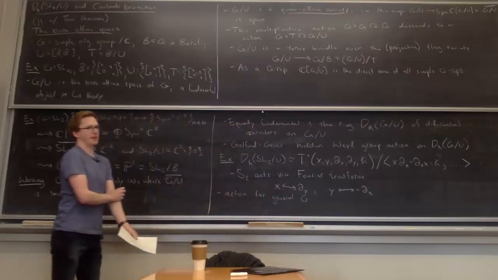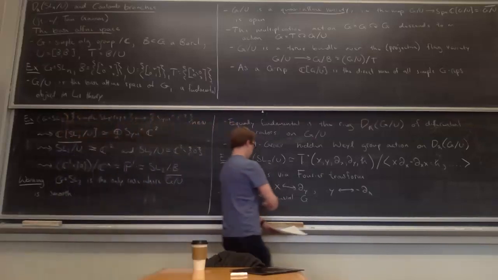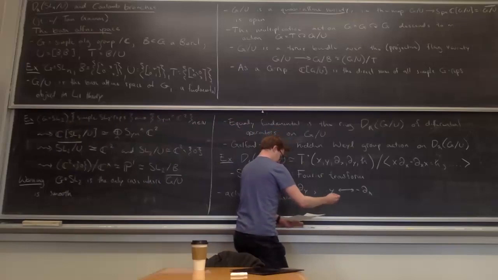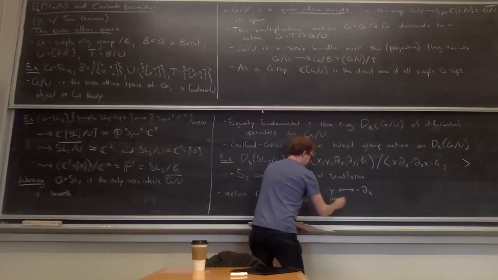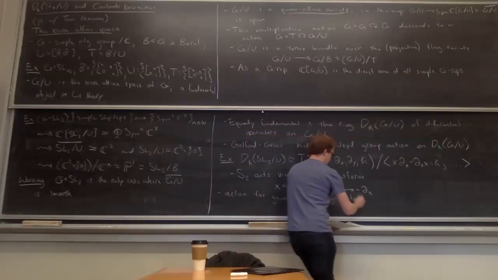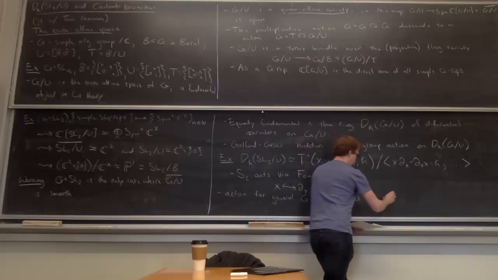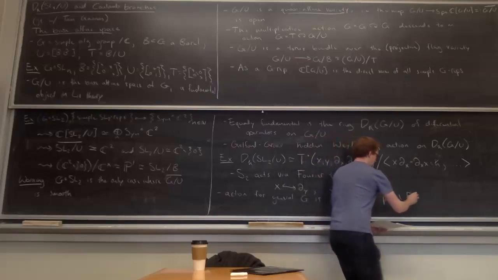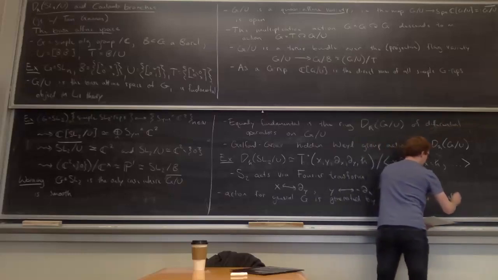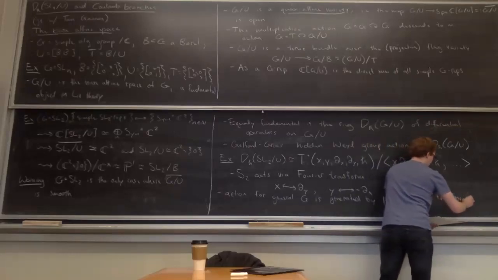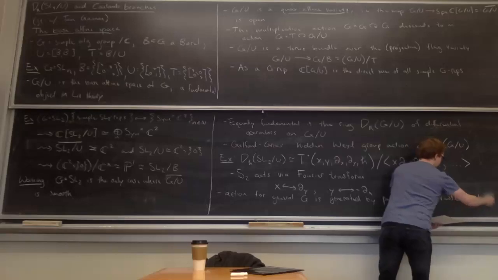That's right. It's the same thing. So just to write what I said, the action for general G is generated by partial Fourier transforms. But the relations are mysterious.